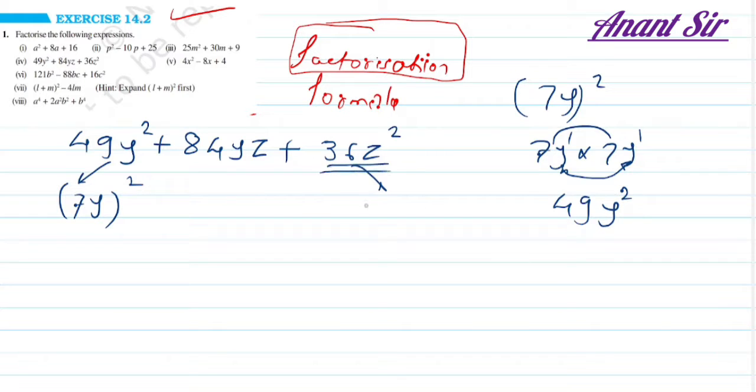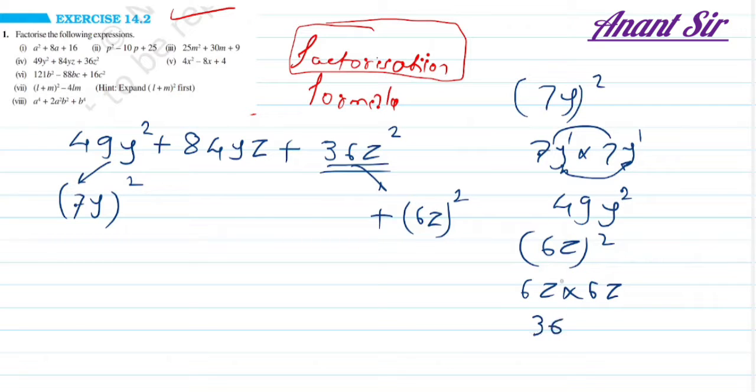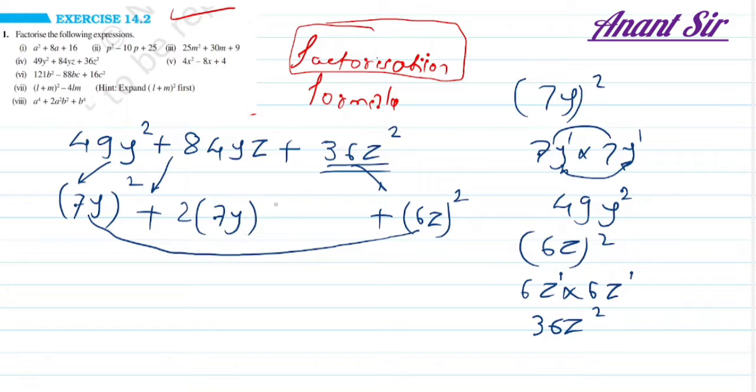Similarly, 36z square I can write as 6z whole square. 6z whole square means 6z into 6z. 6 sixes are 36 and z raised to power 2. So now, what do we have to do? Give the sign of the middle term as it is. Multiply these two terms by 2: 2 into 7y into 6z. Check whether we get the middle term or not. 7 sixes are 42, 42 twos are 84yz.